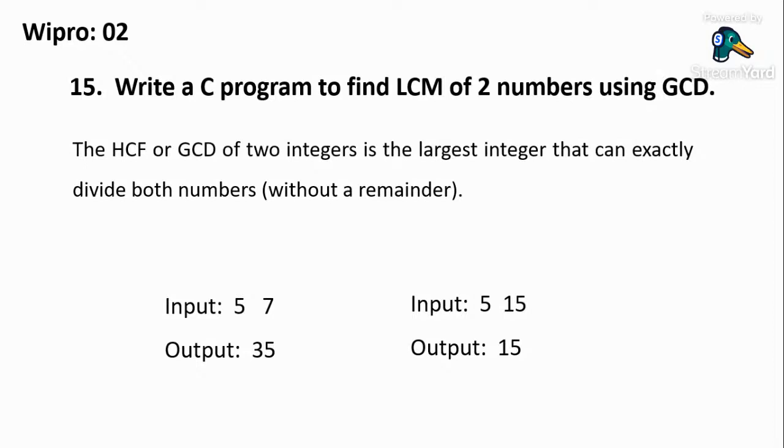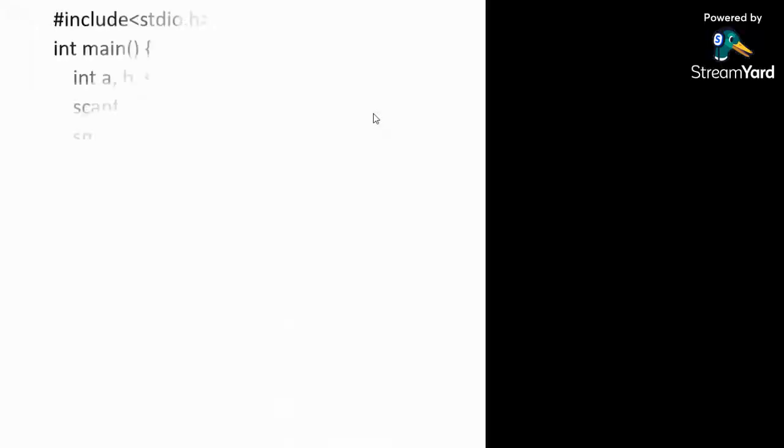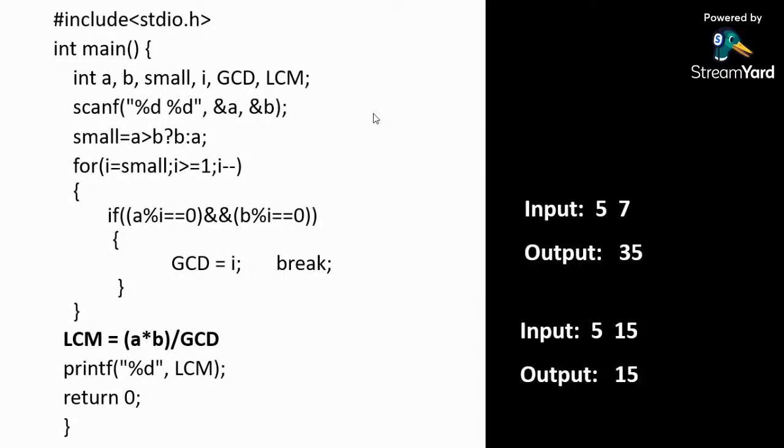So we were discussing this particular program yesterday: write a program to find LCM of two numbers using GCD. Most of you must be aware of GCD, the greatest common divisor, or HCF, highest common factor. Both are the same. First we find the GCD of the given two numbers, and then we use the concept of LCM and HCF. LCM is equal to the product of the two numbers divided by the HCF or the GCD. That particular formula we are using here.